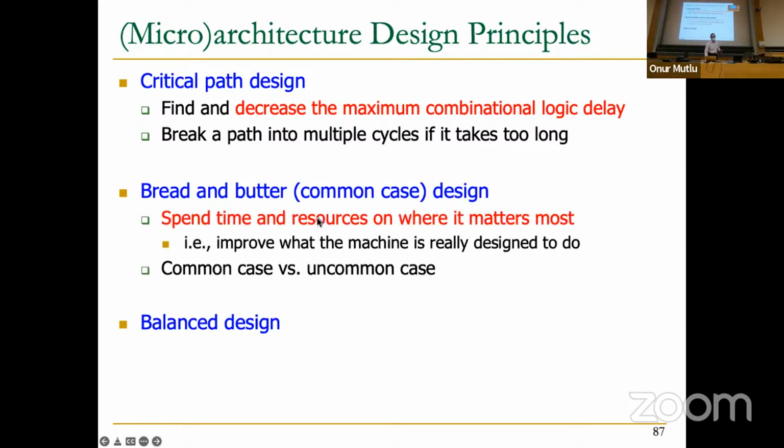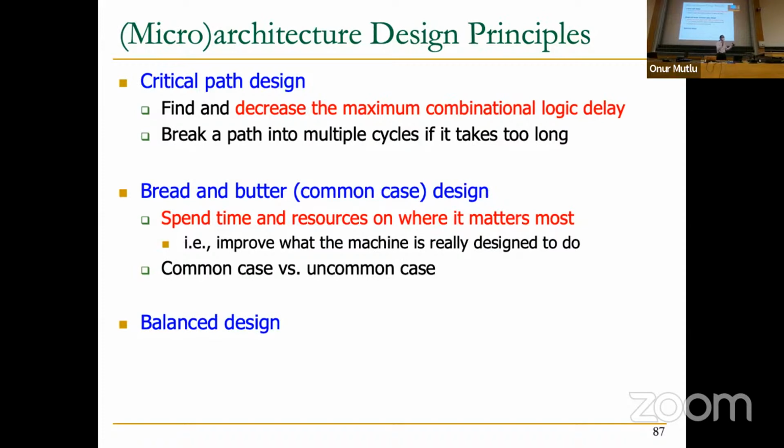Second is common case. We already discussed this, but basically the general principle says, spend time and resources on where it matters. Focus your efforts, basically. If 95% of your workload consists of adds, focus your efforts on the adds. Don't ignore the 5% because that could become your critical path or common case once you optimize the 95%.